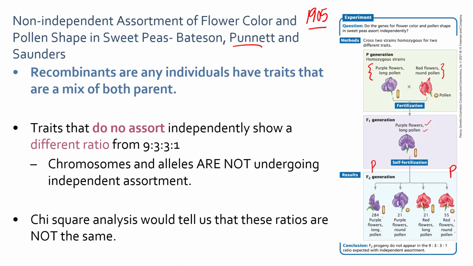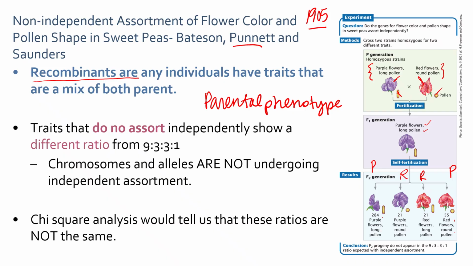So we call these the parental phenotypes, the ones that are the same phenotype combinations as the parents. And then they saw the other 2, which is exactly what we would expect from a dihybrid. We call these other 2 the recombinants. And the recombinants are any individual whose traits are a mixture of the parents. So we've got purple with the round pollen, and then we've got the long pollen with the red flowers. So those are our 2 recombinants.